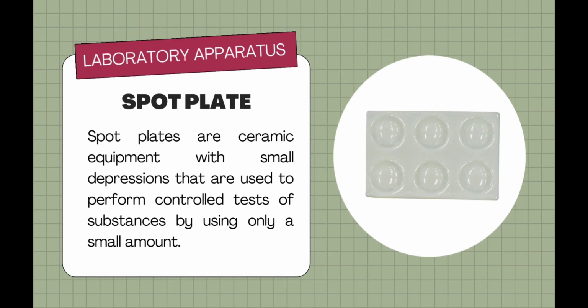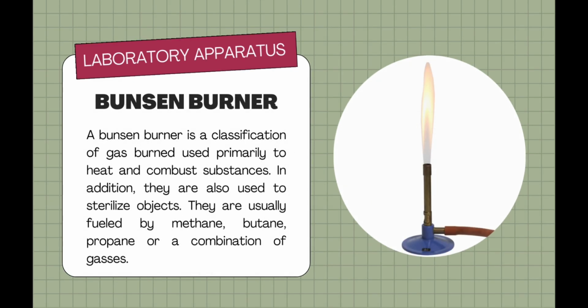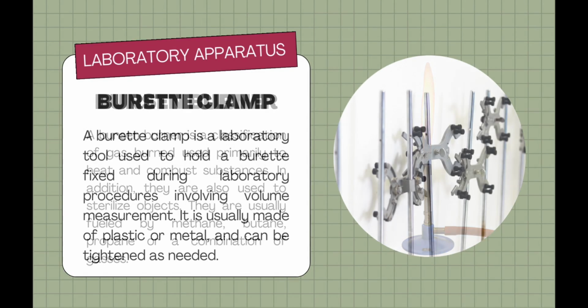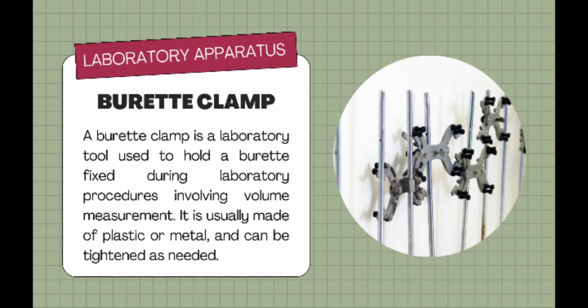A Bunsen burner is a classification of gas burner used primarily to heat and combust substances. In addition, they are also used to sterilize objects and are usually fueled by methane, butane, propane, or a combination of gases. The burette clamp is a laboratory tool used to hold the burette during laboratory procedures involving volume measurement. It is usually made from plastic or metal and can be tightened as needed.